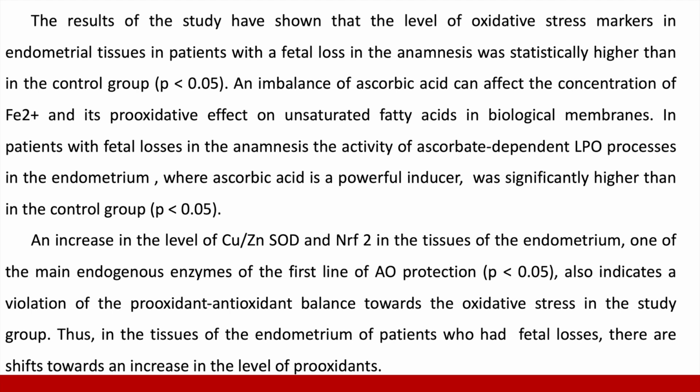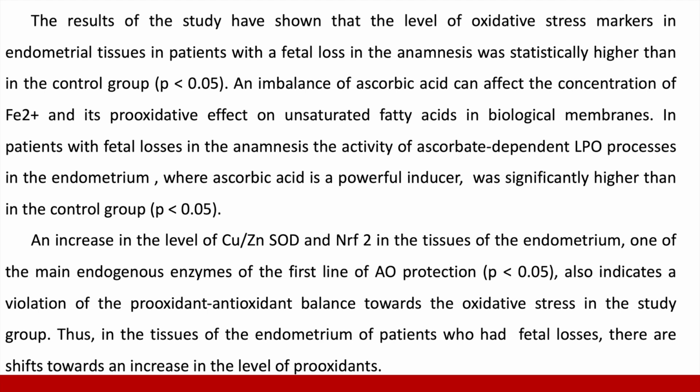An imbalance of ascorbic acid can affect the concentration of ferrum 2+ and its pro-oxidative effect on unsaturated fatty acids in the biological membranes. In patients with fetal losses in the anamnesis, the activity of ascorbate-dependent LPO processes in the endometrium, where ascorbic acid is a powerful inducer, was significantly higher than in the control group.